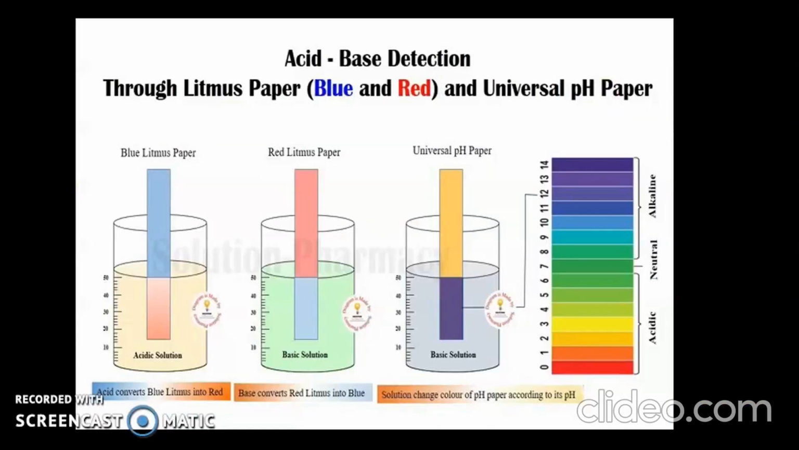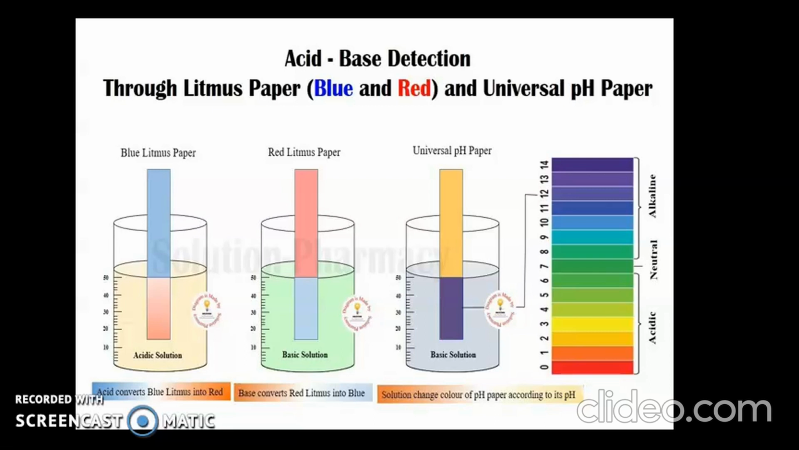So through litmus paper, blue and red, and universal pH paper, acid-base detection can be done. As we know, acid converts blue litmus into red. Bases convert red litmus into blue. And the solution changes the color of pH paper according to its pH. That means it shows how acidic or basic a solution is.